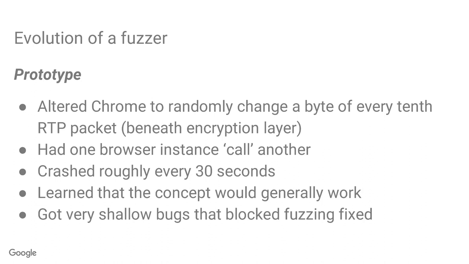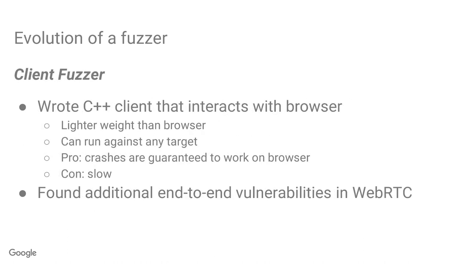I learned the concept would generally work, and I got some very shallow bugs that blocked fuzzing fixed. A lot of these weren't exploitable bugs. There were actually a lot of divide by zero floating point exceptions that happened here, but I got them fixed.